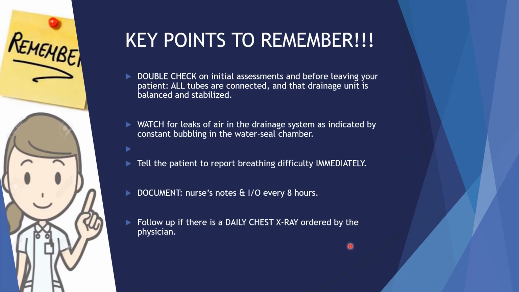All right, so key points to remember: double check your initial assessment before and after leaving your patient. Check all your tubes, connectors, that the drainage unit is balanced and stable. We want to watch for any type of air leaks in the drainage system, as indicated by constant bubbling in the water-sealed chamber. I'm going to talk to the patients and make sure they report any difficulty with breathing to us immediately, right? We do not want them to wait. This can indicate a problem with the chest tube or a change in their condition, and we need to know immediately.